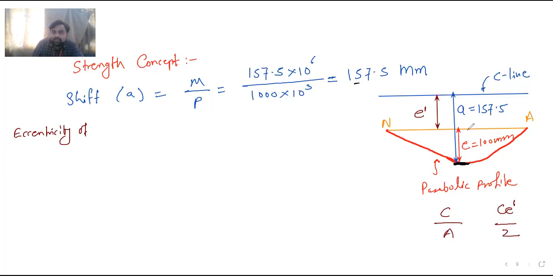If your C line is above the neutral axis, so at top plus sign will be there, at bottom minus sign will be there. And if your C line is below the neutral axis, then at top minus sign should be given. Okay.